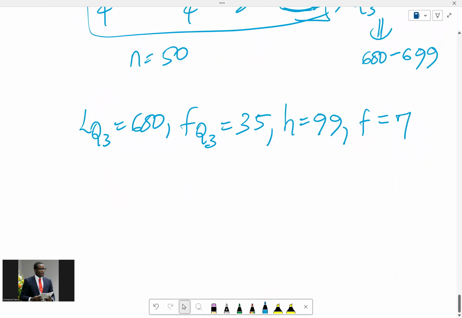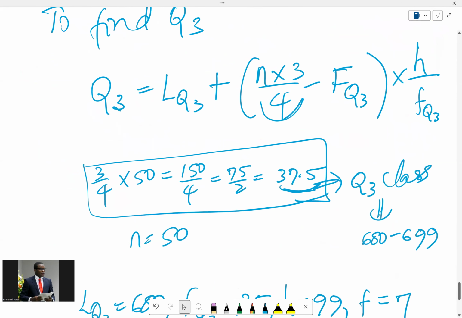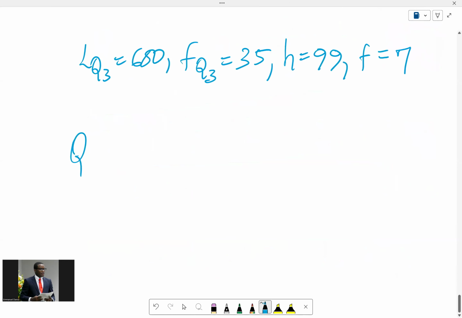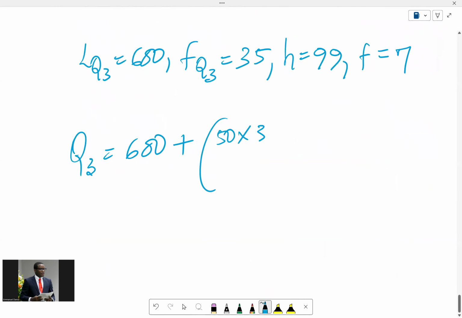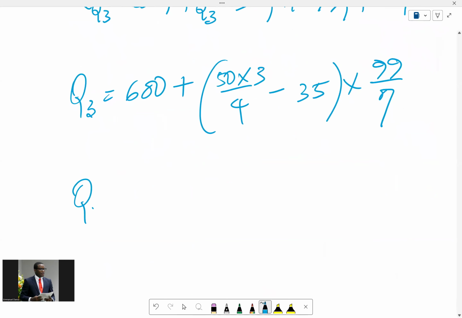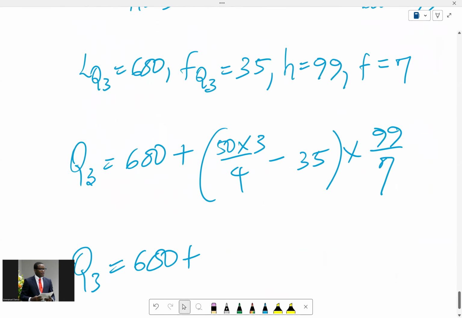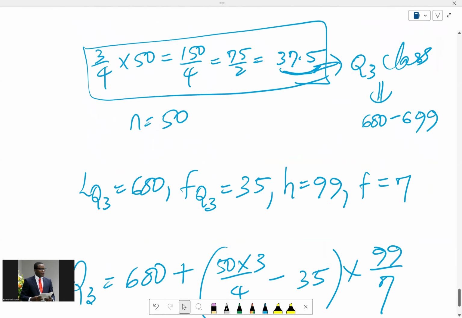So with that, now we have everything we need to compute the Q3. So Q3 now is 600 plus 50 times 3 divided by 4 minus FQ3, that's 35, times 99 divided by 7. So Q3 is equal to 600 plus 50 times 3 divided by 4.